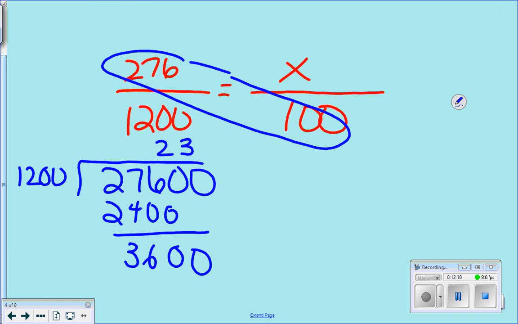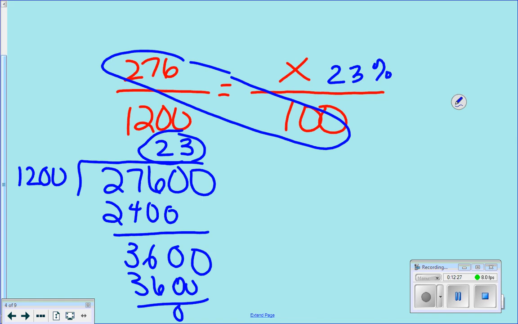Sure, I could have got rid of 2 zeros. That would have been a good idea, actually. 3600 and 0. So here's my answer. But what is it asking me for again? The percent. So what do I have to put behind that number? Percent thing. Yep. Nice job.